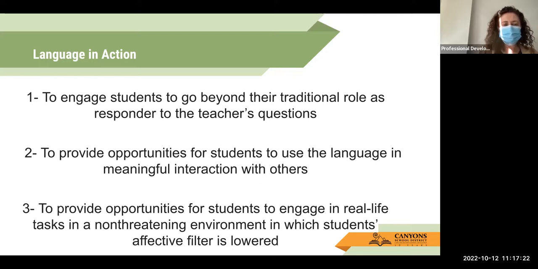So we need to engage students to go beyond the traditional role as responder to the teacher's question. We need students to interact in a classroom. We need to provide students the opportunity to use a language in a meaningful interaction with others. And we need also as teachers to provide opportunity for our students to engage in real life tasks in a non-threatening environment in which our students' affective filter is lowered. And so if we do that repetitively in our class, the students are going to become more and more confident in their language skills and be able to feel better about how to use the language.